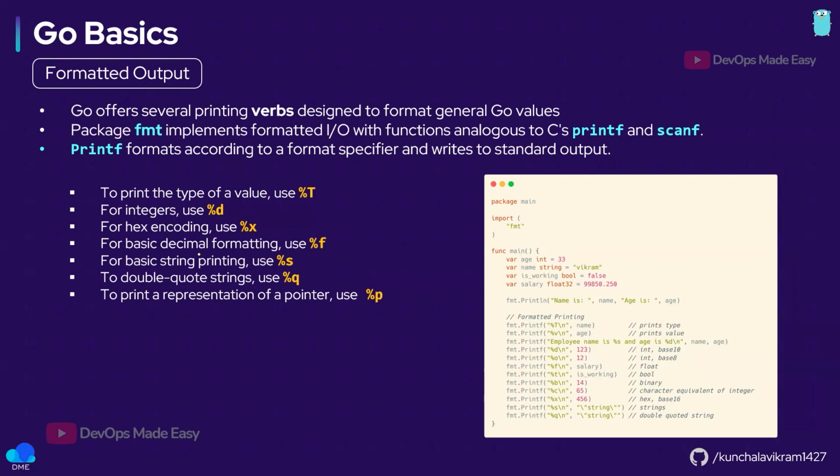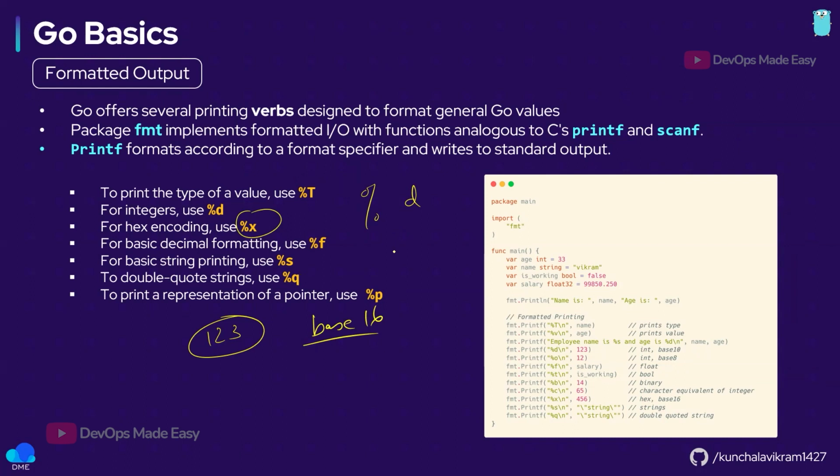So for example, if you want to print the type of the value, you can use the specifier %T, which is basically used to print the type of the variable. And also %v can be used to print the value of the variable. And to format integers, we can use %d. And for hex encoding, let's say I have an integer 123 and I want to see the hex value, that is base 16. So you can use %x that will print the hex equivalent of the decimal.